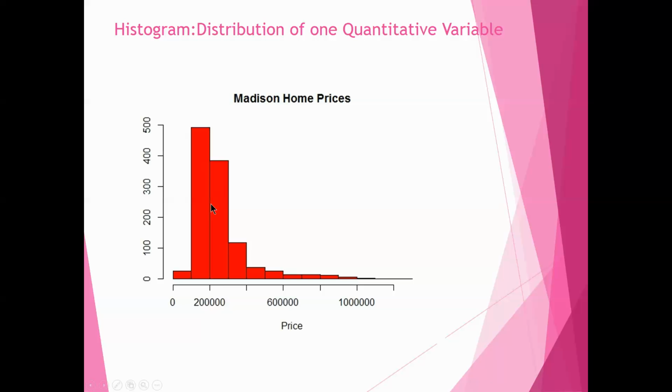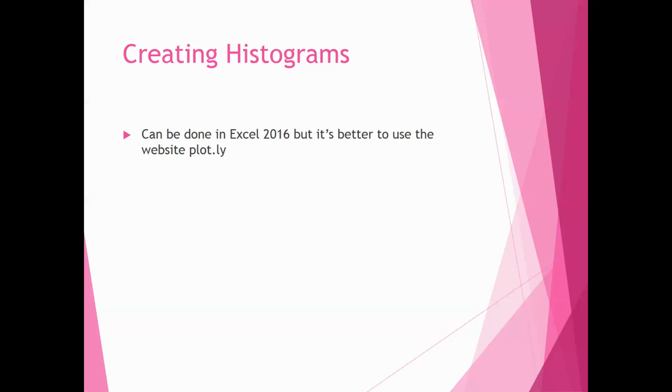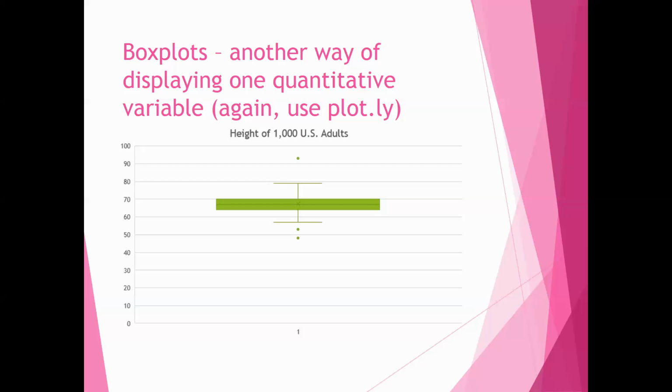So again, histograms are great for seeing one quantitative variable. And it can be done in Excel 2016, but they're not pretty, and we'll see how to use a website called Plotly to make histograms. Now, a box plot is another way of displaying one quantitative variable, and again, it'll be done using Plotly.